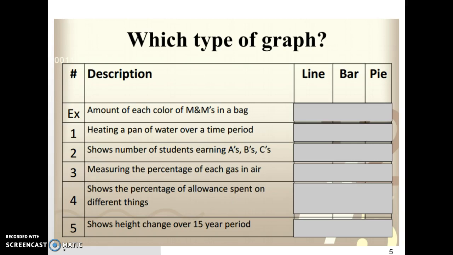Alright, so we have a couple different descriptions here, and we need to figure out what type of graph we would use. Alright, so the example, the amount of each color of M&Ms in a bag. We would use a bar graph for that because we are comparing the different colors. Okay, we're not showing continuous data over time, and we aren't looking at parts of a whole. So a bar graph would be the most useful for this case.